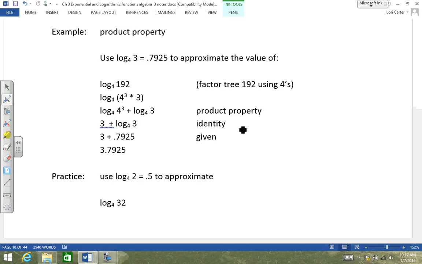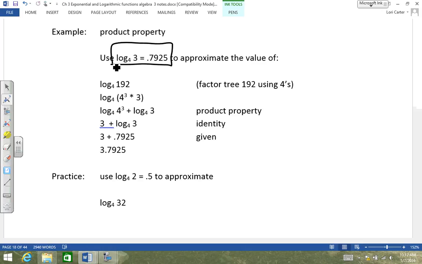So I have log base 4 of 192. I have to calculate that without a calculator. Now, they give you log base 4 of 3. This is given to you. Good so far. Okay, the two numbers in there are 4 and 3. Agreed? Because I've got the log base 4 of 3. That means I have to change 192 into 4s and 3s.